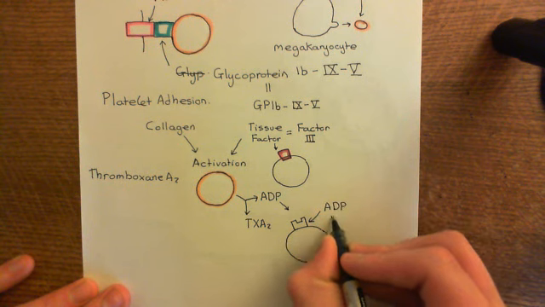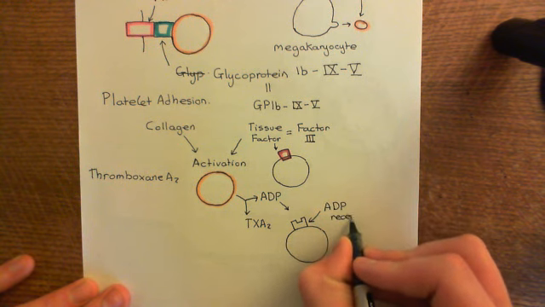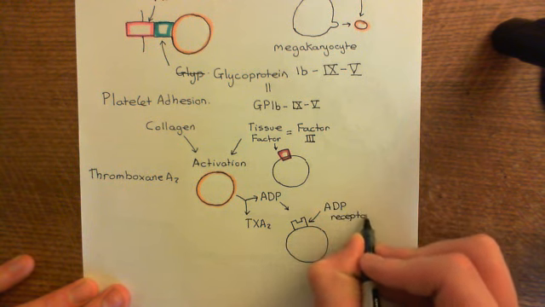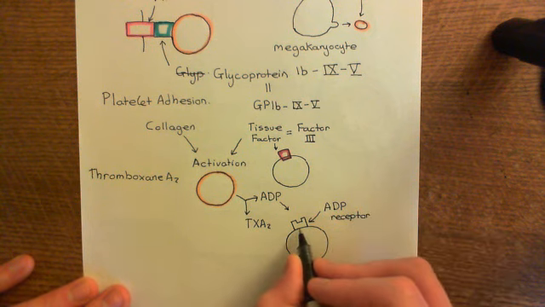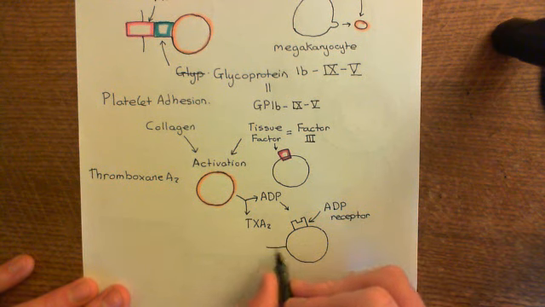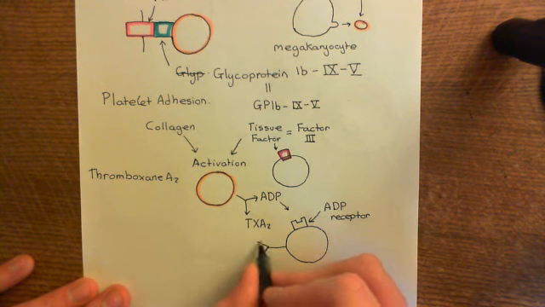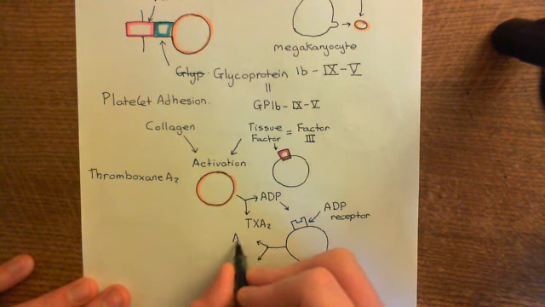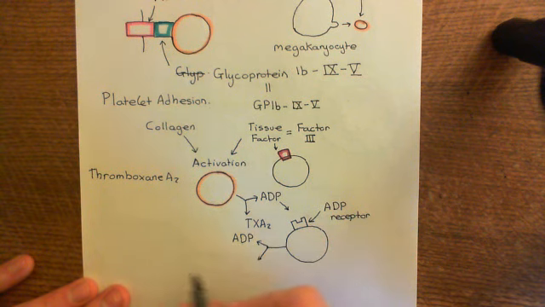ADP receptor. Okay, and what's going to happen is that when the ADP binds to the ADP receptor, that's going to trigger the activation of this second platelet. So this second platelet then is going to start releasing ADP and thromboxane A2. Okay, so then what's going to happen is the ADP is going to go off and activate more platelets.